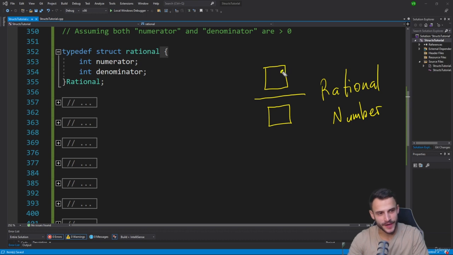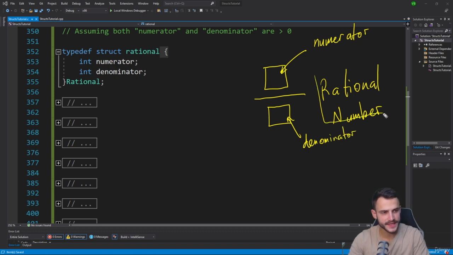So this one here is basically the numerator, and this one is the denominator. Okay, so two fields representing a rational number. Awesome. So a variable of the rational number is basically going to have these two fields, and they are representing this structure. Okay? Good. So let us start working with the functions.